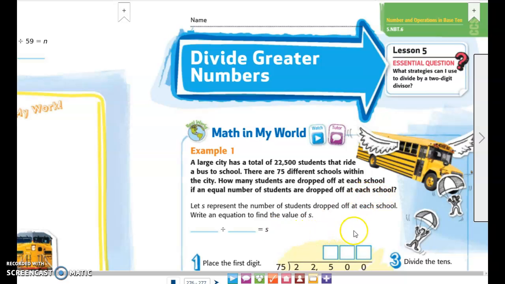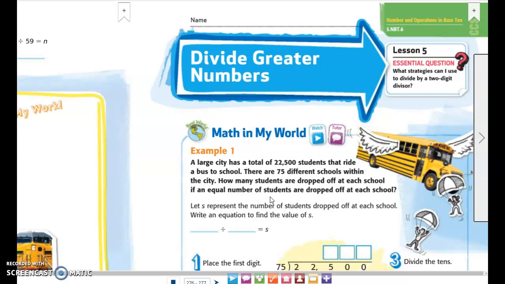Okay, so what are they asking us? First, we have to interpret the problem. What do we know and what are they asking us? We know that there's 22,500 students who ride a school bus. And they get dropped off at how many different schools? 75 schools. So we need to know how many students are dropped off at each school if it's an equal number.